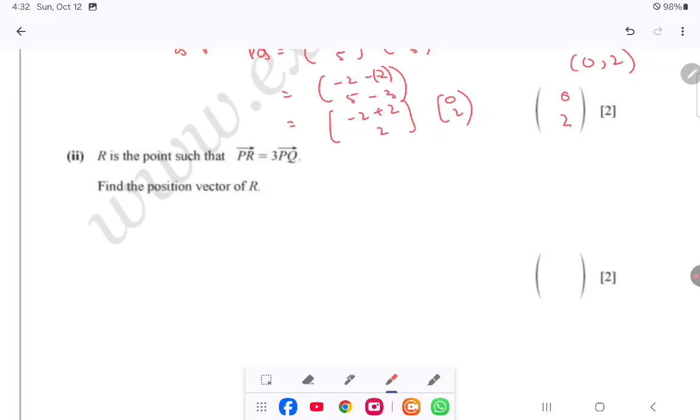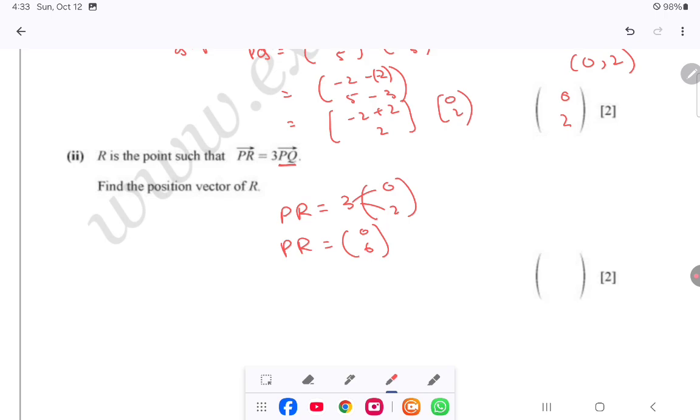Now R is the point such that PR is equal to 3PQ. We just calculated the PQ. What are we going to have to do? We just put the PQ value here and multiply it by 3. So PR is equal to 3 multiplied with both, (0, 2). So PR is equal to 3 into 0 is 0 and 3 into 2 is 6. This is 6.